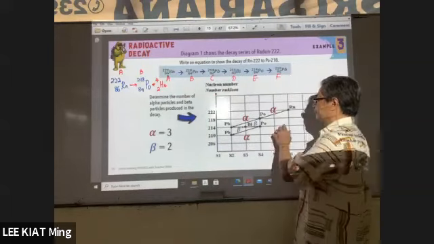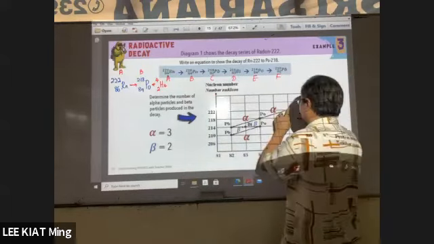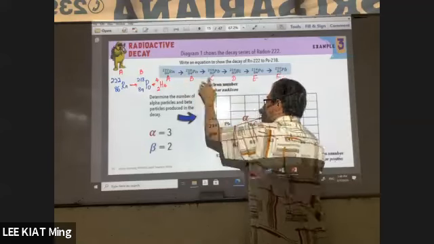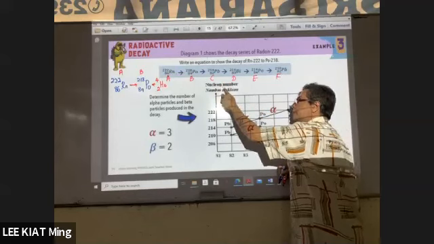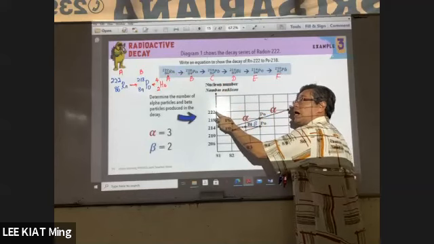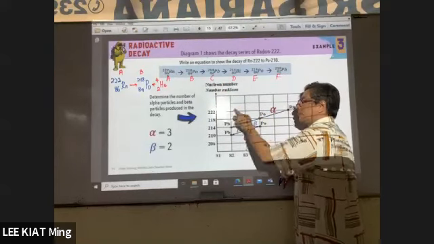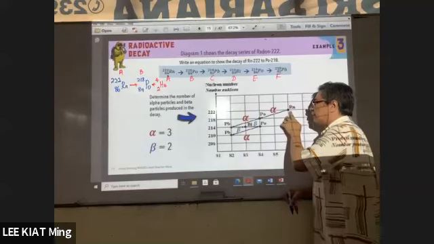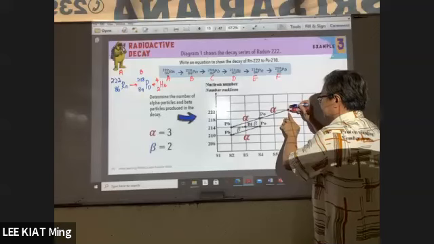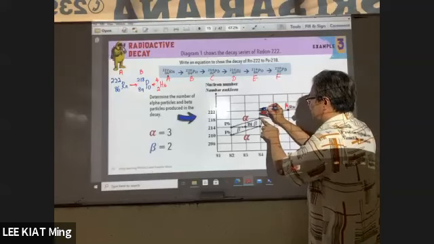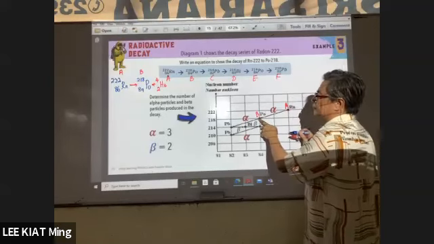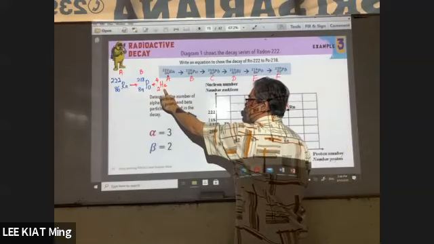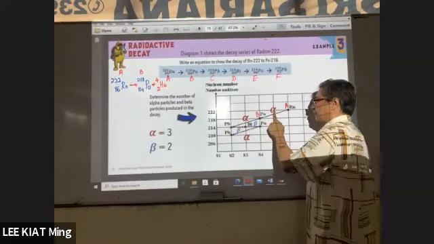That's why from radon here, how do I get the number 222? Nucleon number 222. How do I get the number at the bottom? 86. Alright, this is your A. A changes to B. But proven to you, it gives up alpha. This is alpha given up.